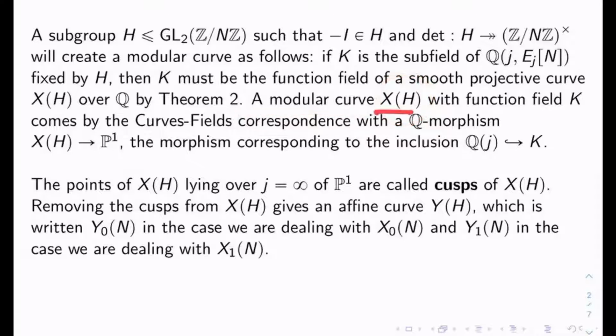A modular curve X of H with function field K comes, by the curves-fields correspondence, equipped with a Q-morphism from itself to P1, because we know we have an inclusion Q adjoin j into K, right? Because K is an extension of Q adjoin j. Well, inclusions of function fields correspond to morphisms of the curves which these are the function fields of, going in the opposite direction. And K is the function field of X of H, and Q adjoin j is the function field of the curve P1, the projective line. Okay, so every time I have a modular curve with function field K, I have a Q-morphism from that curve to P1. Okay, we call this a structure morphism.